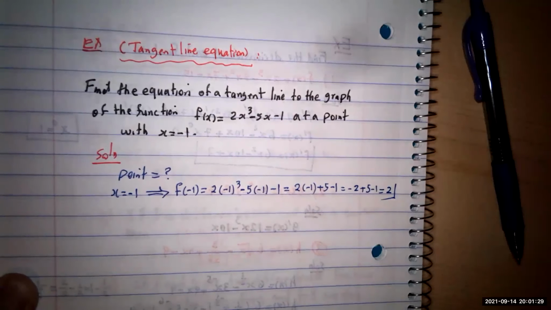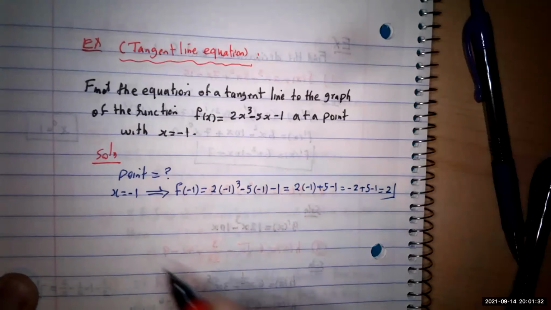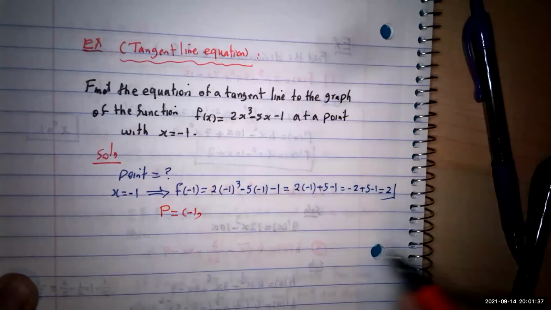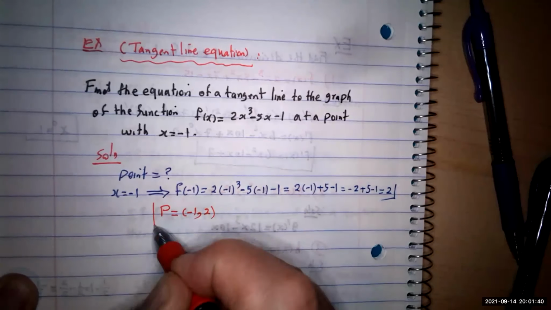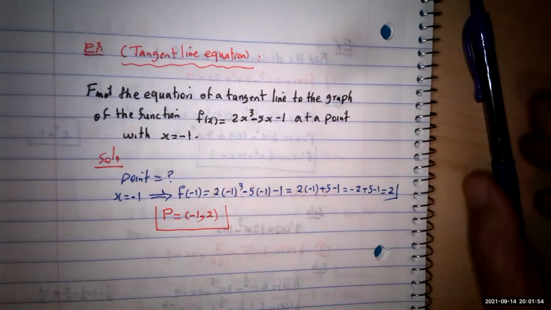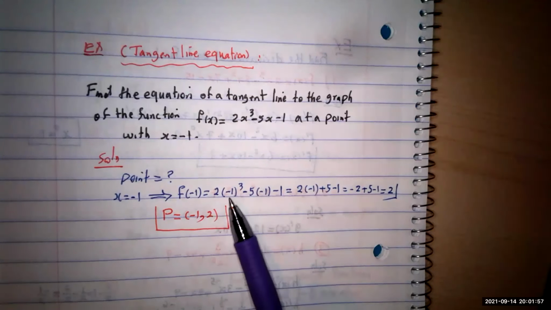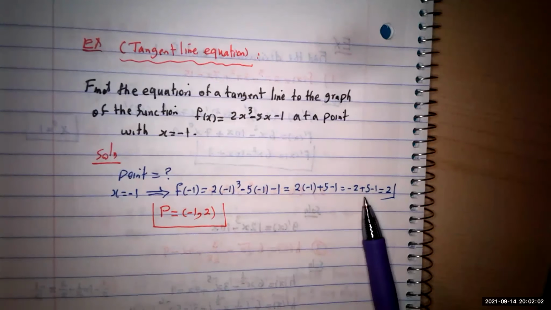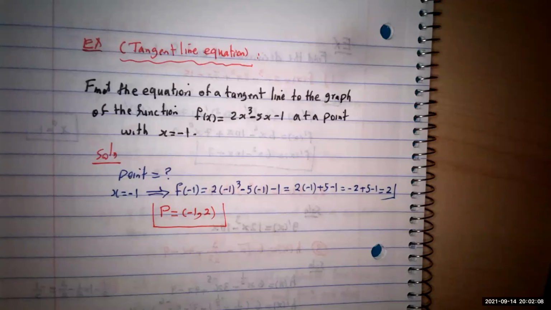Okay, so now we have a point. Our point, we call it the point P. The coordinate of this point is going to be (-1, 2). And this would be your first job, because we need a point to be able to take care of it. So negative 1 to the third is a negative 1. So 2 times negative 1 would be a negative 2. Negative times negative, positive 5 minus 1. So that gives you 2. So that's a point. Any question?